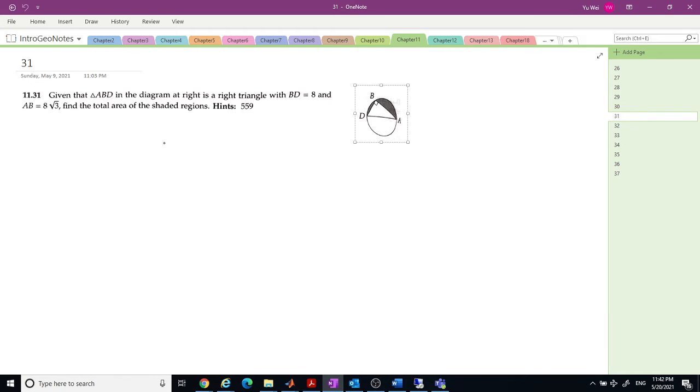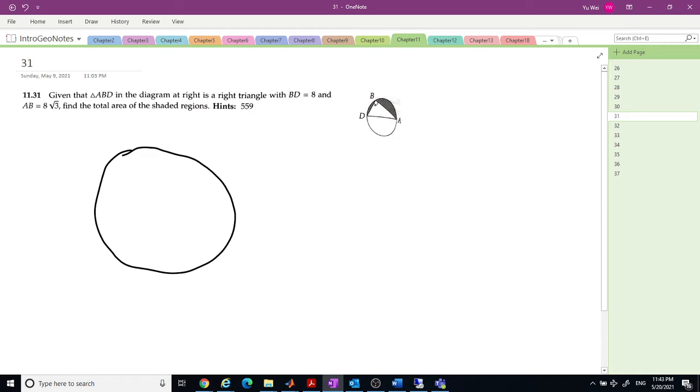Next. So given the ABD in the diagram, this is the circle. If this is 90 degrees, it means AD must be the diameter, and B is on the circle. So we have a right triangle. Then we have BD equals 8, and this is 8 root 3. So we know this ratio is 1 to square root of 3, right? So this is the 30 degree, this is the 60 degree, then this one is 16.